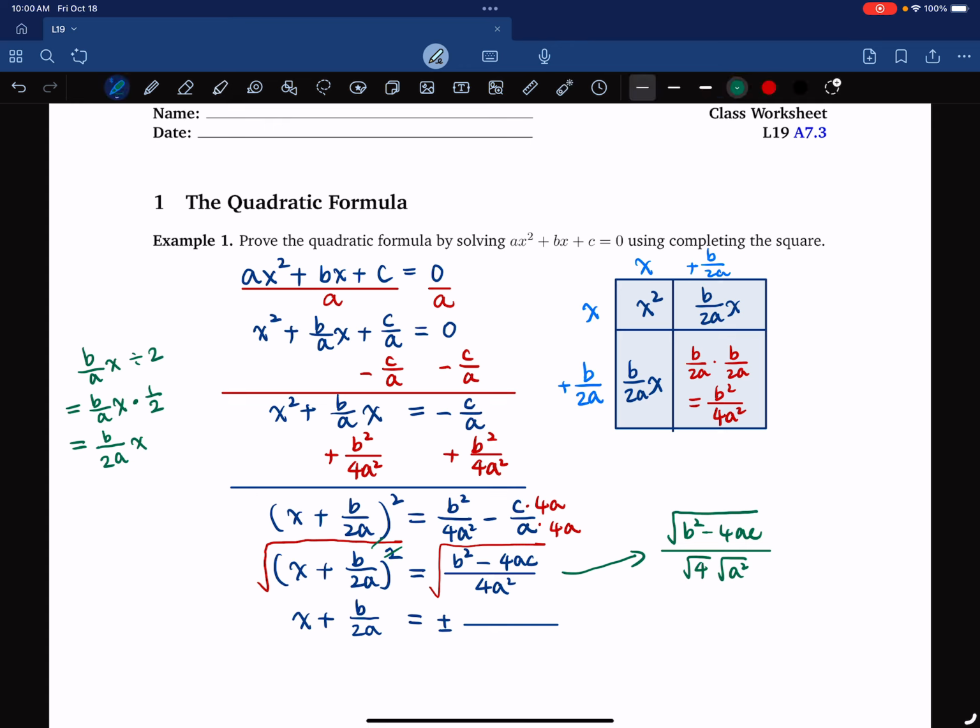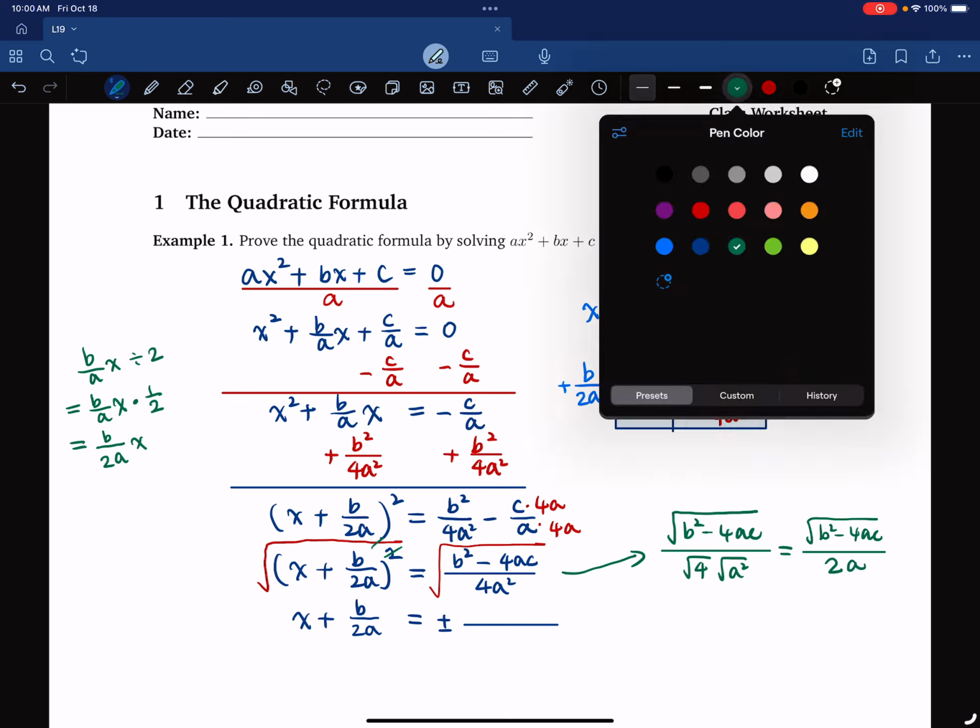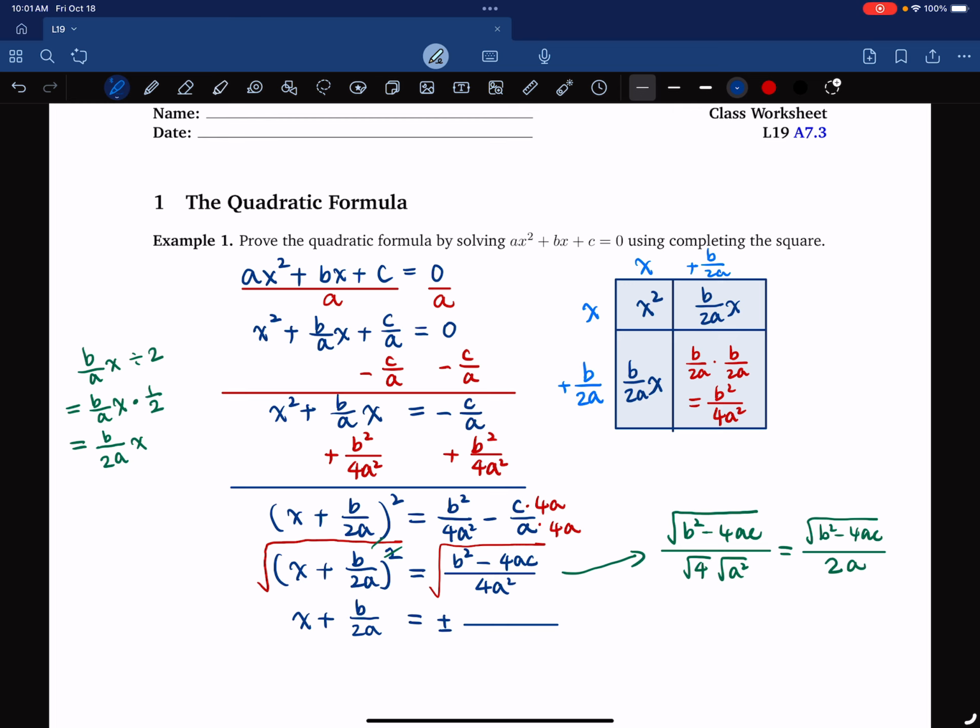And let's keep simplifying this. On the top, we can't do anything, just copy that, the square root of b squared minus 4ac. And then for the bottom, you simplify each of them. Square root of 4 is 2, and square root of a squared is a. All right, now we can put this back to the original equation. So we have plus minus square root of b squared minus 4ac over 2a.